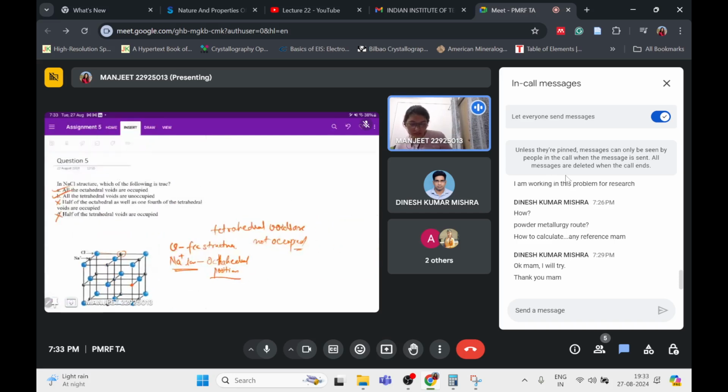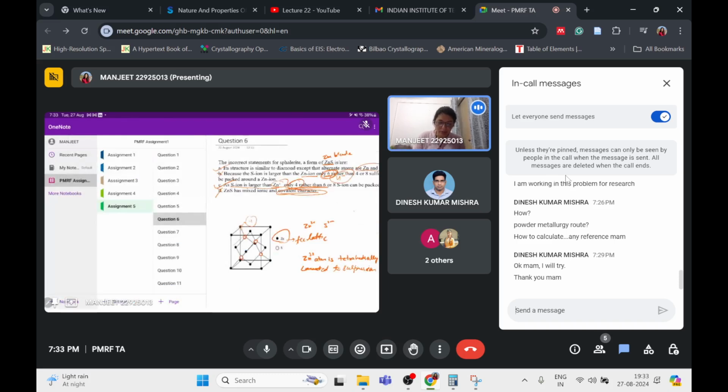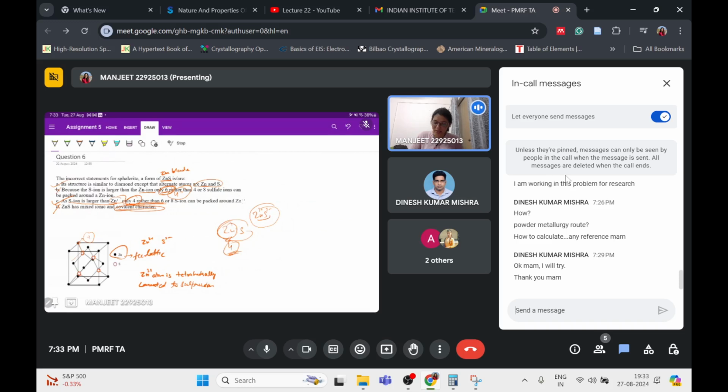In question number 5, we discussed the NaCl structure. In NaCl, the Cl anions occupy the FCC structure, and the Na+ ions occupy the octahedral positions. No tetrahedral positions are occupied, only the octahedral ones, and all octahedral positions are occupied. The next question is about zinc sulfide. In zinc sulfide, sulfur occupies the FCC lattice, and zinc is tetrahedrally connected to the sulfur atoms. It has the same structure as diamond.